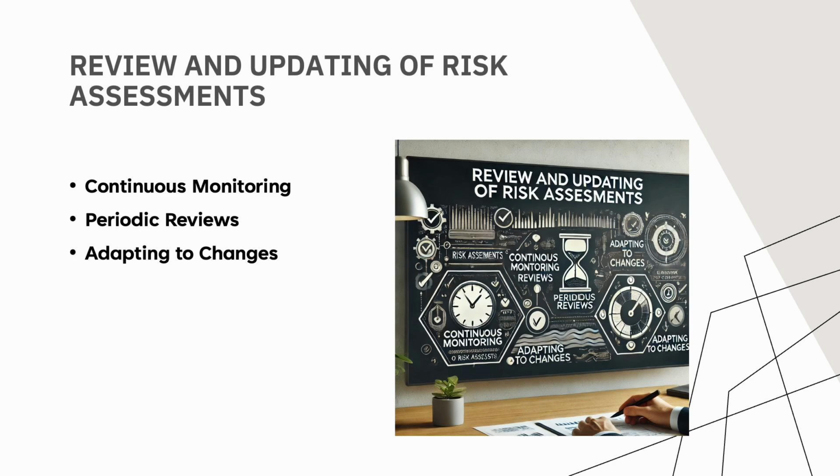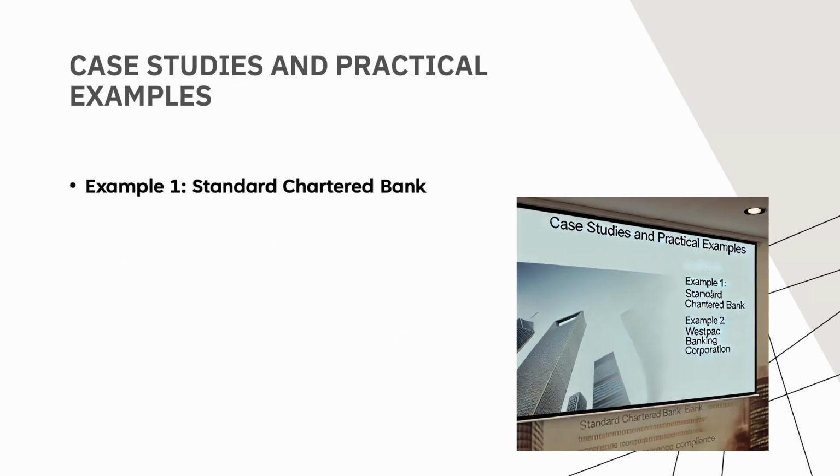In 2019, Standard Chartered Bank was fined $1.1 billion by U.S. and UK authorities for violating AML regulations. The bank processed transactions for entities in countries subject to sanctions, including Iran, and failed to detect and report suspicious activities. This case highlights the critical importance of rigorous AML risk assessments and compliance with international sanctions. Following the penalties, Standard Chartered strengthened its AML controls, enhanced its transaction monitoring systems, and increased its investment in compliance training.